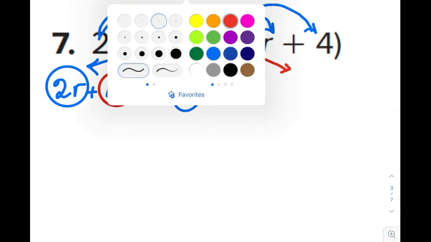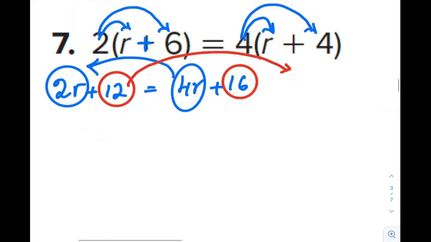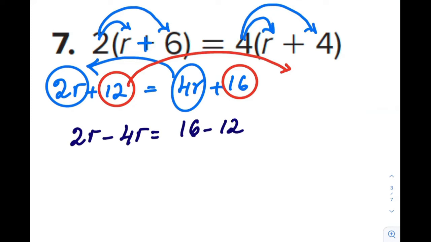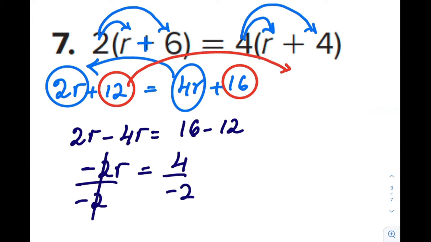Now let's see what will happen. 2R minus 4R is equal to 16 minus 12. Negative 2R is 4. Divide by negative 2, both sides. So R is negative 2.